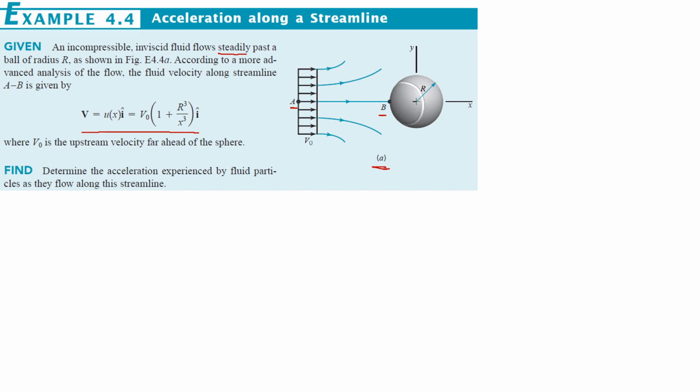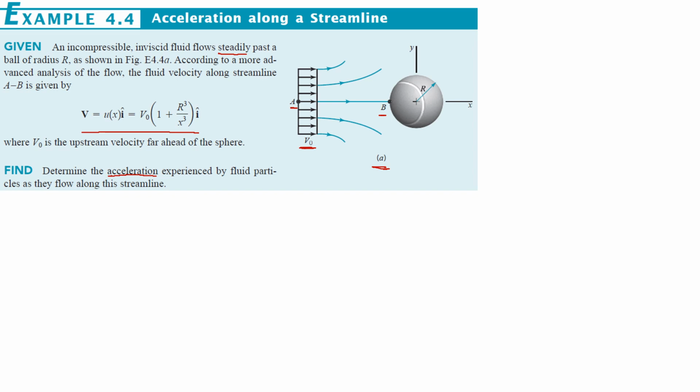Where V0 is the upstream velocity far ahead of the sphere. Determine the acceleration experienced by the fluid particles as they flow along the streamline. So what we are going to do is find the acceleration experienced by the fluid particles as they flow along the streamline.